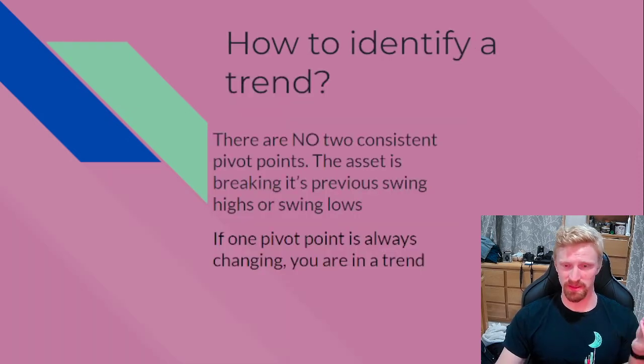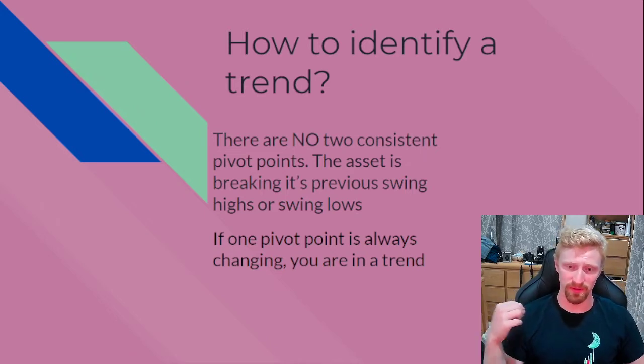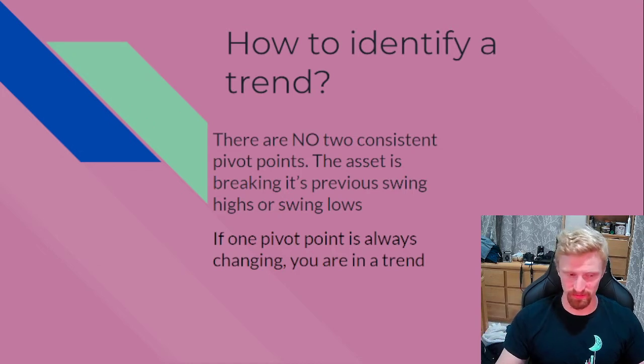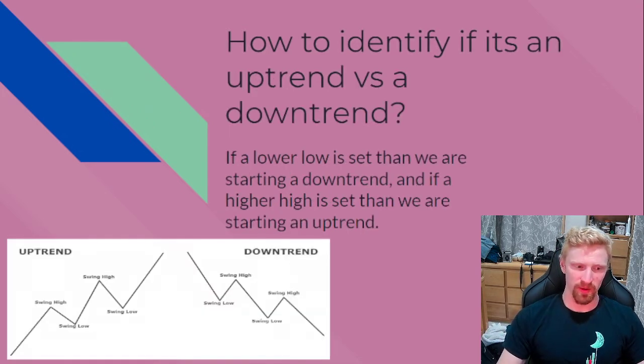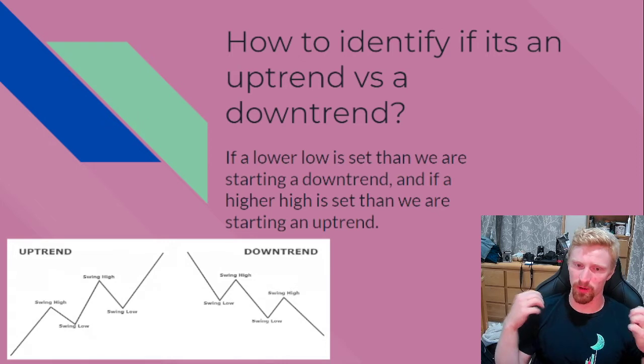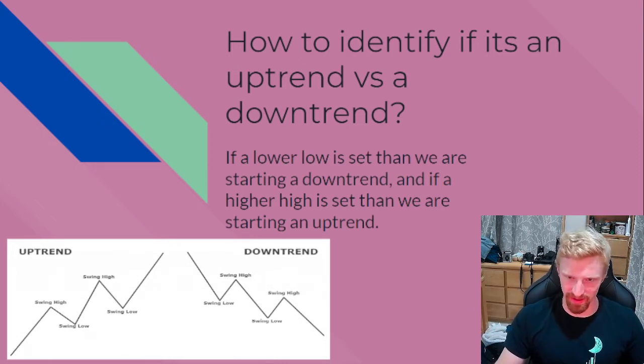So that comes to this, how to correctly identify a trend. There are no two consistent pivot points. The asset is breaking its previous swing highs or swing lows. If one pivot point is always changing, you are in a trend. So how do we identify if it's an uptrend or a downtrend? If a lower high is set, then we are starting a downtrend. If a higher high is set, then we are starting an uptrend. You will sometimes hear me refer to this as market structure breaks. That is just a fancy way of saying starting a new trend.